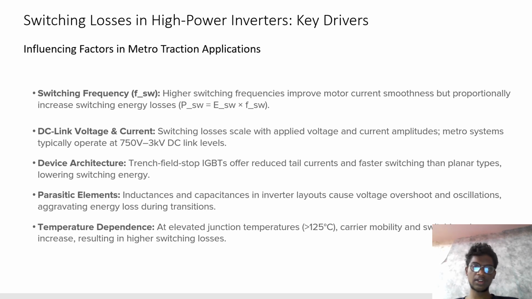Metro systems typically operate at 750 volts to 3 kilovolts DC link level. Device architecture: trench field stop IGBTs have reduced tail current and faster switching than planar types, lowering switching energy. Parasitic elements: inductance and capacitance in inverter layout cause voltage overshoot and oscillations, aggravating energy losses during transitions. Temperature dependence: an elevated junction temperature greater than 125 degrees increases carrier mobility and switching charges, resulting in higher switching losses.